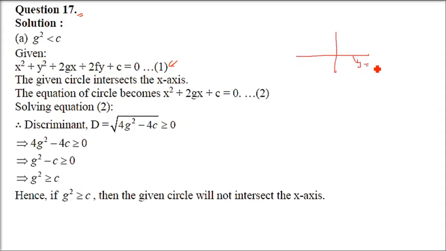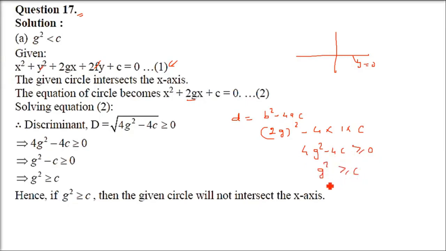On the x-axis, y will always be equal to 0. So we put y equals 0. So x square plus 2gx plus c equals 0. Determinant is what? B square minus 4ac. You don't have to go for the under root, b square minus 4ac is enough. A is 1, b is 2g and c is c. So b square minus 4ac is 2g whole square minus 4 into 1 into c. This determinant should be greater than or equal to 0 if this circle intersects the x-axis. So you get here g square is greater than or equal to c. So this is the condition when it is intersecting.